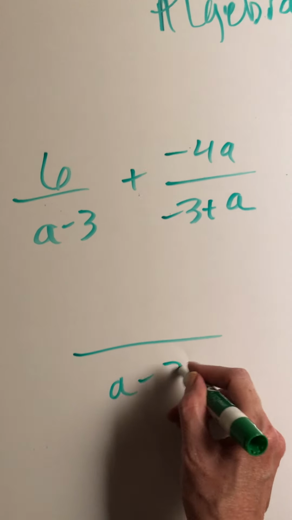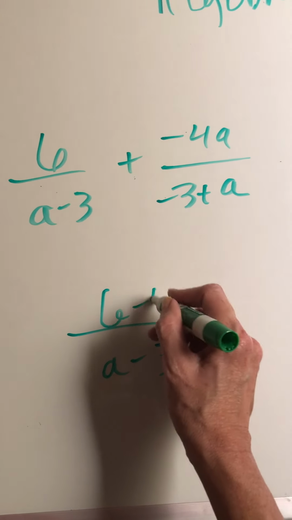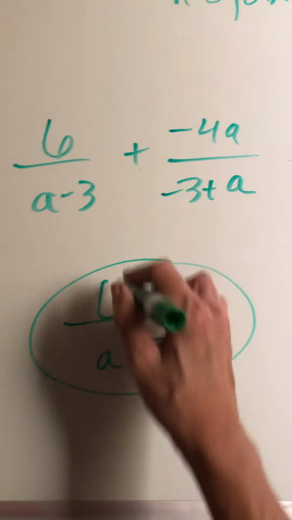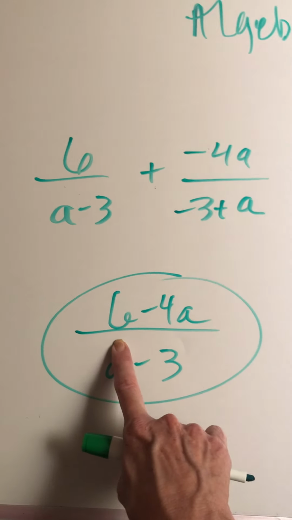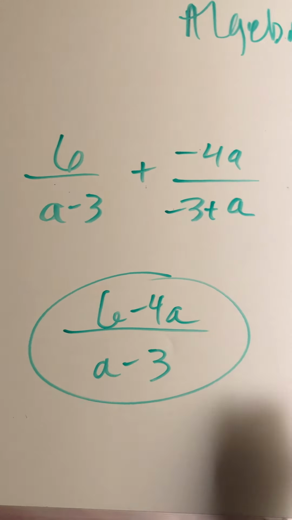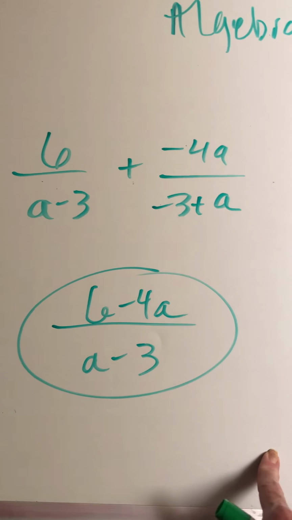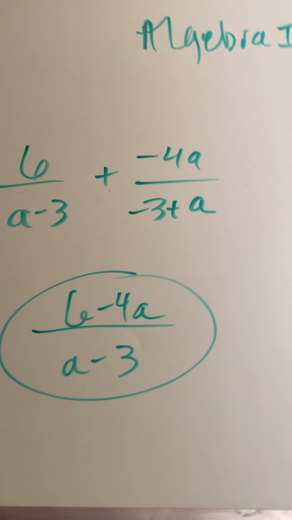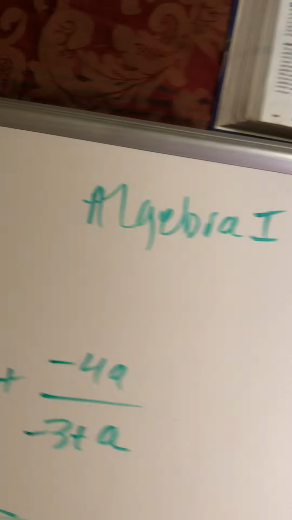So my denominator is a minus 3, and then 6 minus 4a. There's nothing you can do from there. Even if you factor 2 out of this, you'd get 3 minus 2a, which couldn't cancel with the a minus 3. So we just leave it like that, okay? So that's all the notes.